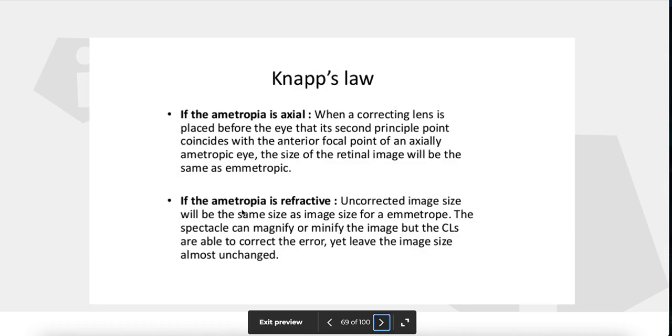But the problem is with correction. If we put spectacles, then the spectacle will cause either magnification for plus lenses or minification of the image with minus lenses. But the contact lens has less pronounced effect. It will cause less magnification and less minification. That's why it is better to correct these refractive myopia or hypermetropia with contact lenses, which will cause the minimal aniseikonia or make the image size almost unchanged.